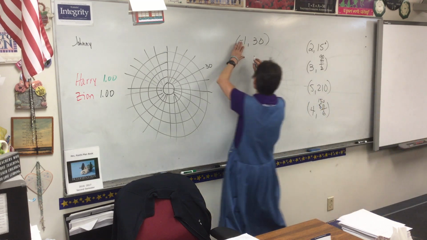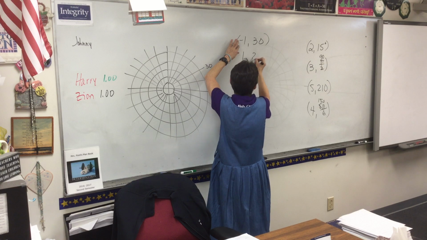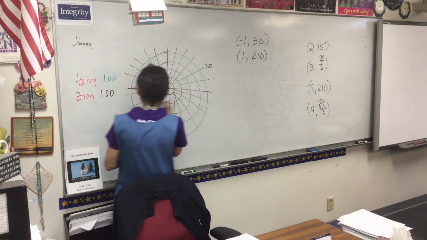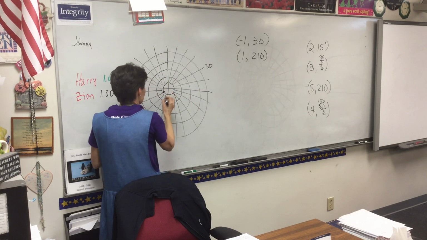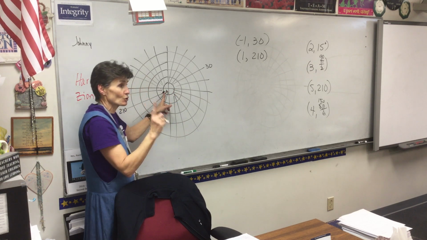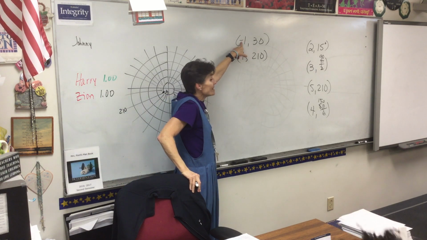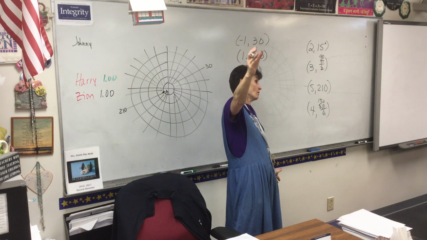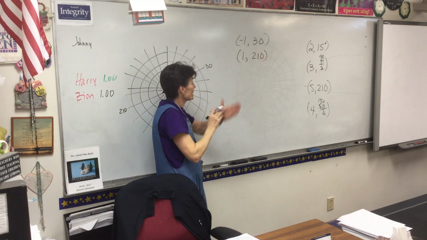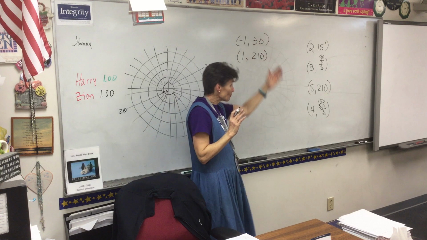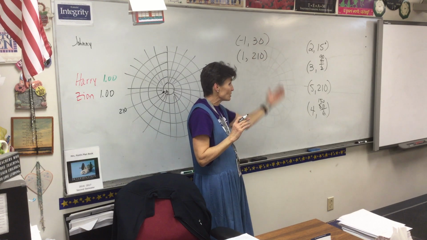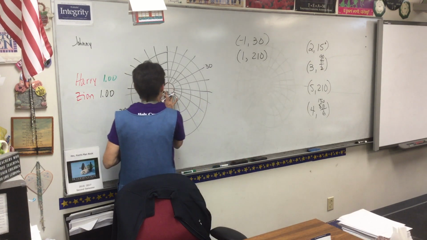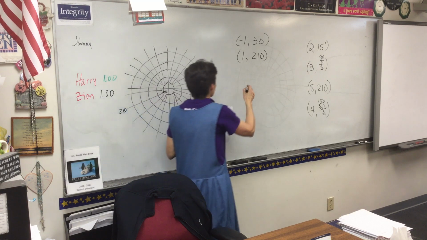So instead of plotting this on 30, it's going to get plotted on 210. So you're going to plot that point over here. It's still on the first circle. That doesn't change. But the negative tells you to plot it on the opposite side of the first circle. So instead of plotting it at 30, we're plotting it 180 degrees different, which would be 210. Crazy. Oh, I guess that's not A, that's E. So that's crazy. So let's try the next one.